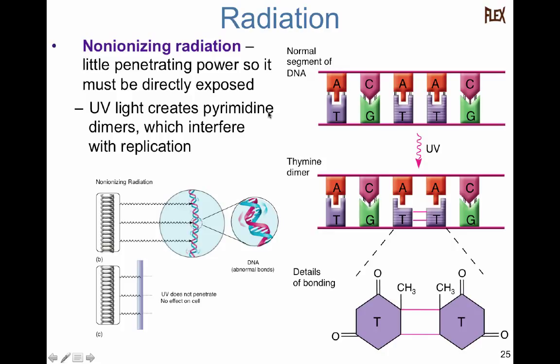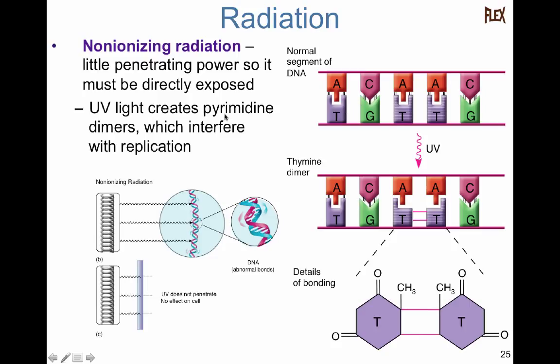So pyrimidine is referring to 2 out of the 4 of the smaller nitrogenous bases in DNA. So in DNA, you have a stretch of nitrogenous bases, A's, T's, C's, and G's. The T's and the C's are the pyrimidines. The A's and the G's are the purines.